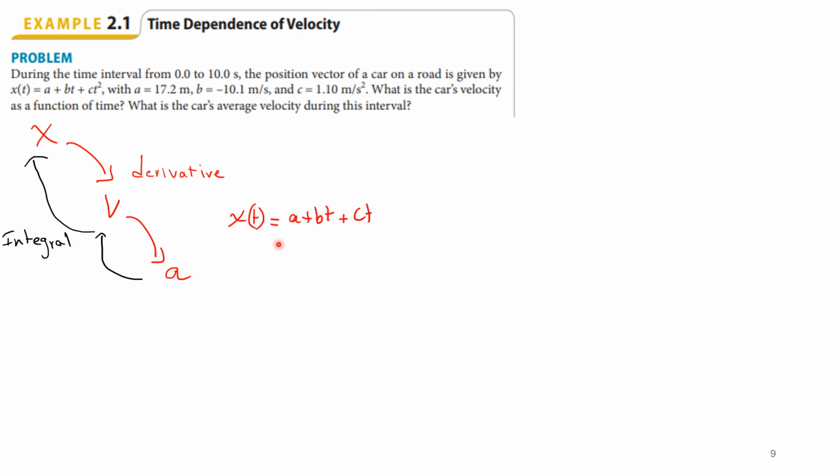So here it is the function of x, a plus bt plus ct square in this example. So to calculate v, we have to derivate. So it's the derivative of x over the derivative of time. So we just replace the equation. Now we do the derivative.